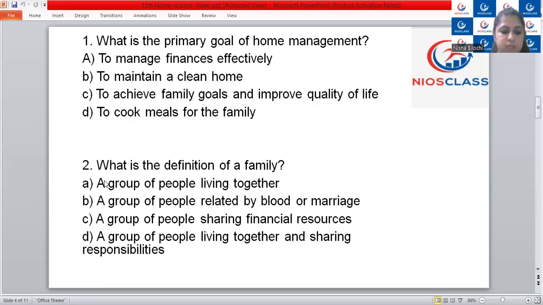So the first option says a group of people living together. Second, a group of people related by blood or marriage. C, a group of people sharing financial resources. And the fourth one, a group of people living together and sharing responsibilities. So always look out for the option which is giving more meaning to the question, right? Which is giving a holistic approach. Now, again, in this one, we have option number D, right?